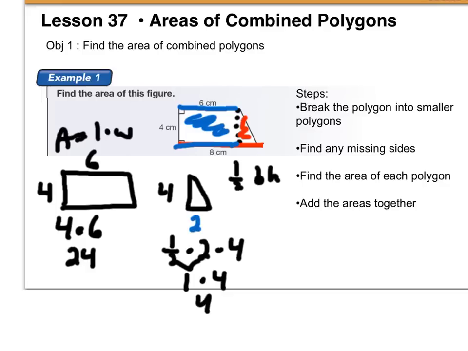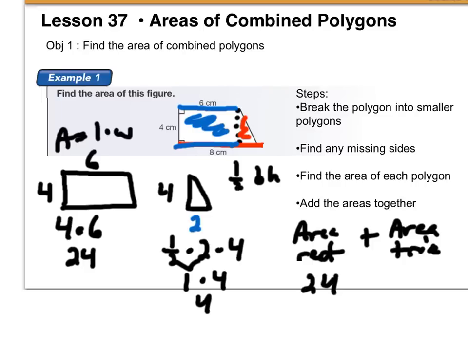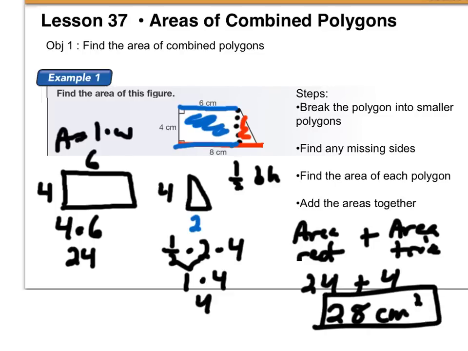So to find the total area, I'm going to add them together. So I'm going to take the area of the rectangle plus the area of the triangle. So 24 plus 4 gives me an area of 28. And now I need my label, centimeters squared. So again, we broke our bigger shape into two smaller shapes that we know how to find the area of, rectangles and triangles. Find the area of the rectangle, find the area of the triangle, and then add them up.